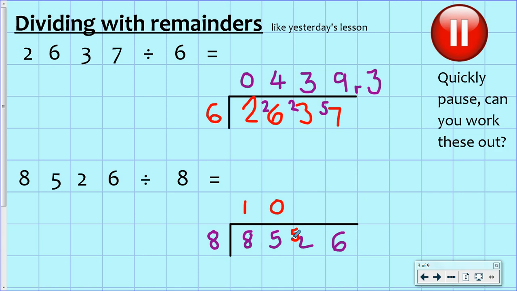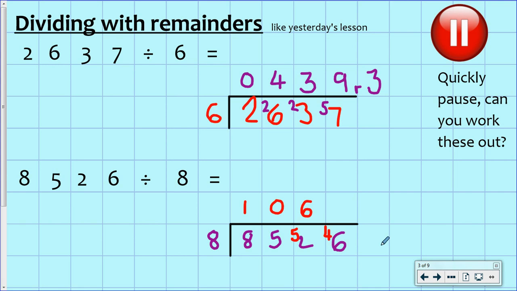So the 500s is going to become 50 in the tens column. So now I have 52. How many groups of 8 can I get out of 52? 8, 16, 24, 32, 40, 48. So 6 lots of 8 is 48. But then I've still got 4 lots of 10s left over. So I'm going to exchange them into the 1s for 41s. And now I've got 46.